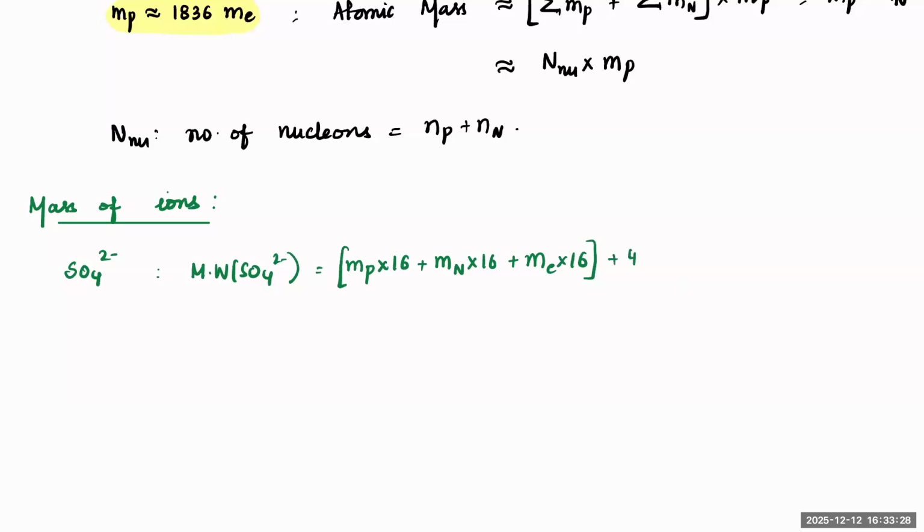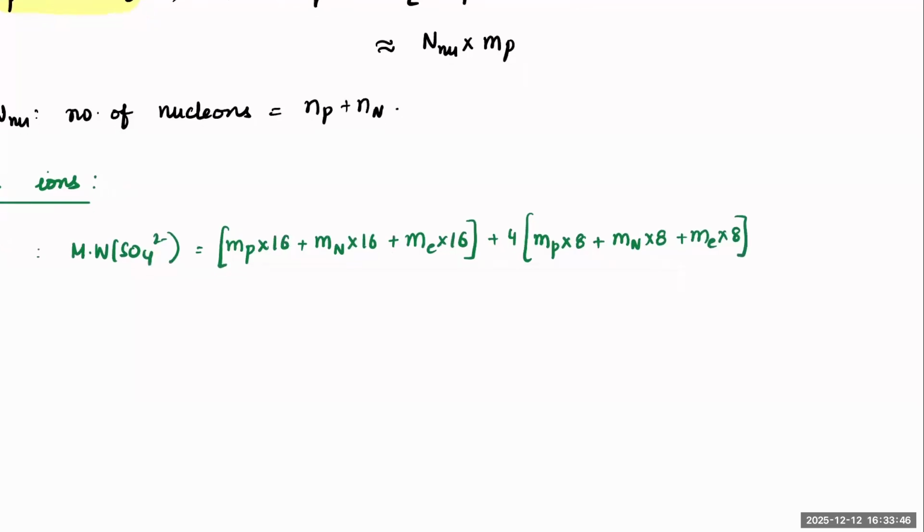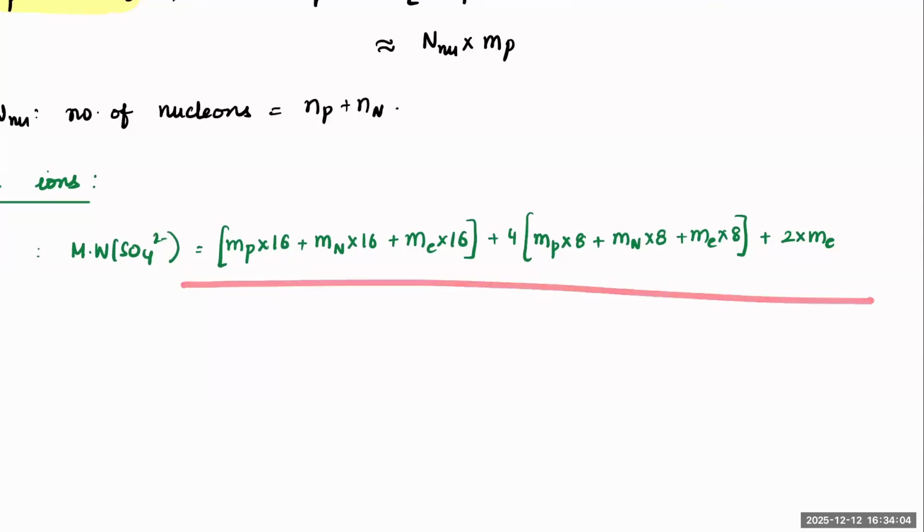And again, this should be done 4 times, with mass of proton into 8, which is the oxygen, plus mass of neutron into 8, which is of oxygen, plus mass of electron into 8. And then we have to again add 2 times the mass of electron. Why is that so? Because there is 2 minus here. The 2 minus means this is how much we have to add, correct? But what do we do? We ignore the mass of electron here, here, and here.